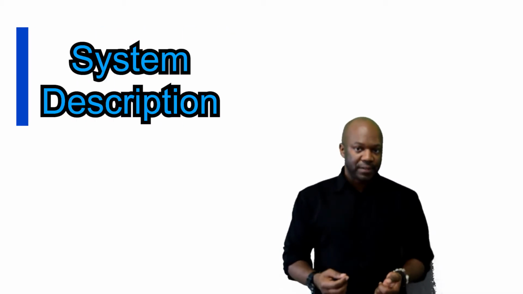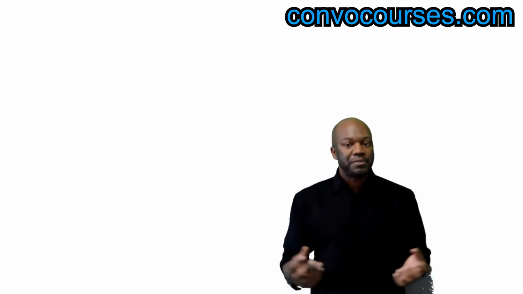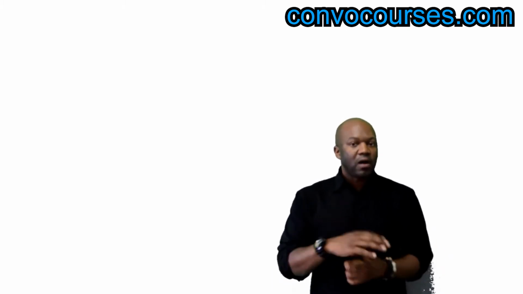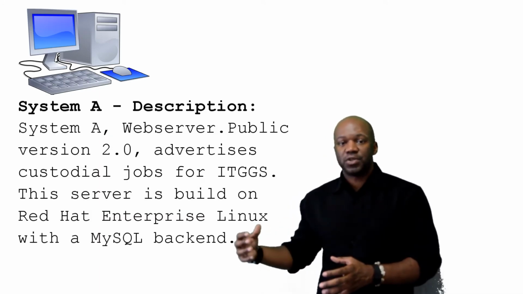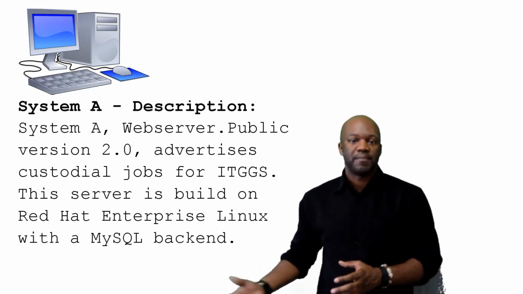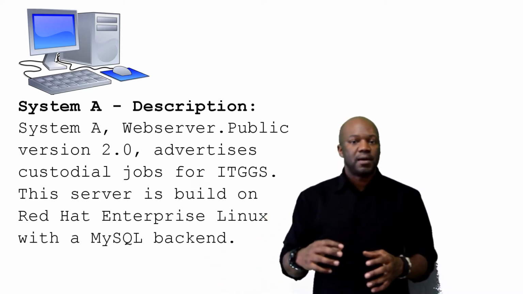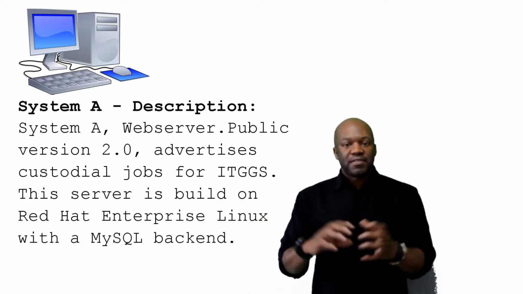System description. You have to put a system description together so that you describe all the components of your system and how they all work together. We could say this is a web server that's built on Red Hat Linux Enterprise. The back end of it is built with MySQL, and that MySQL system is attached to a network attached storage area. And then we go on to describe the network architecture, everything else that goes with it.